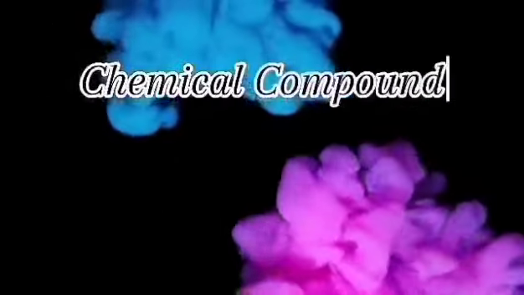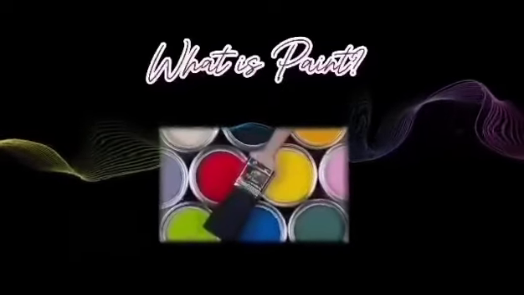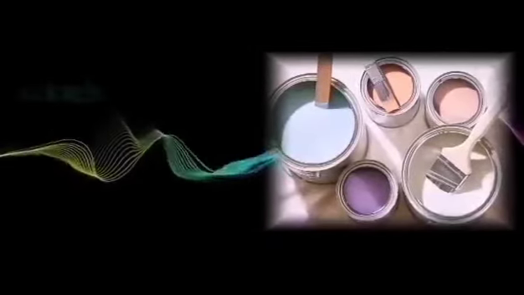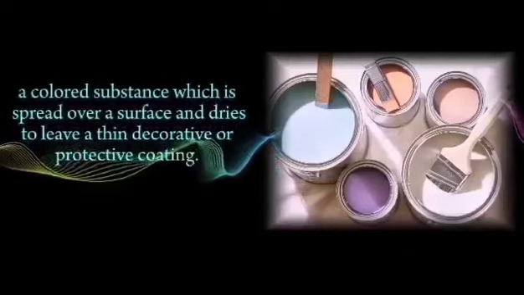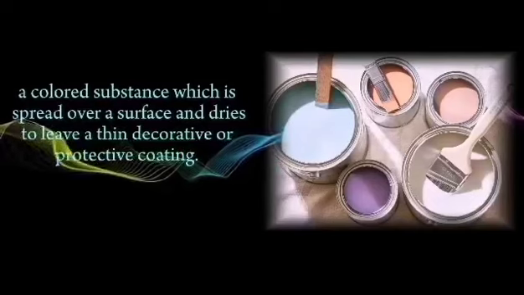Chemical compound of paint. What is paint? A colored substance which is spread over a surface and dries to leave a thin decorative or protective coating.